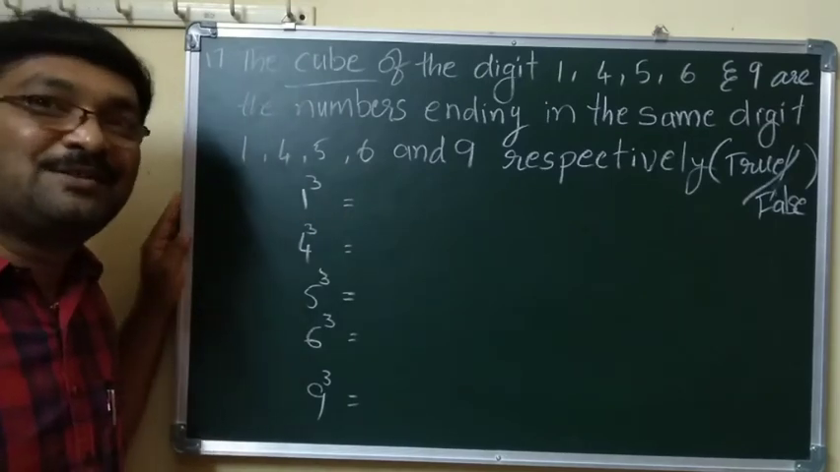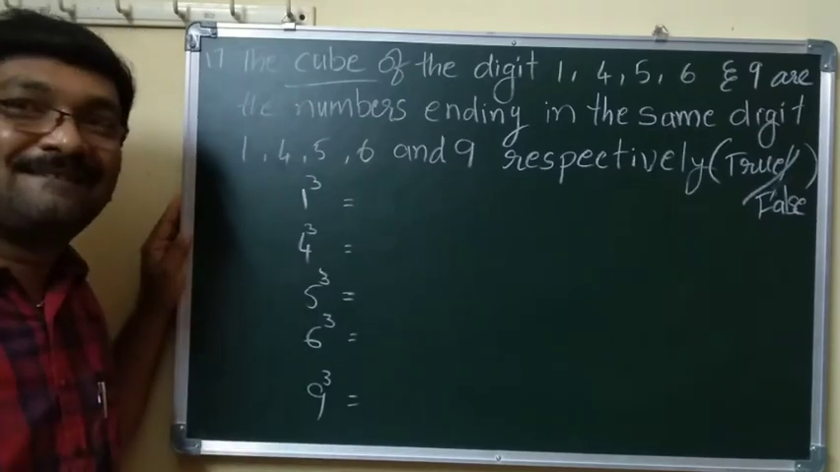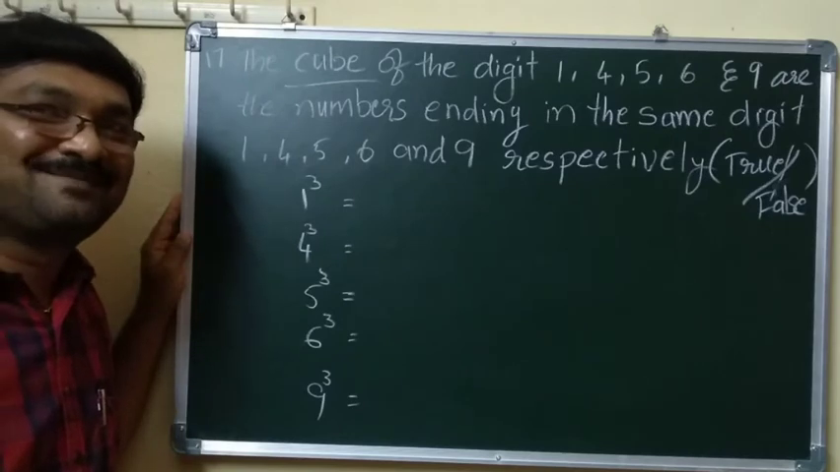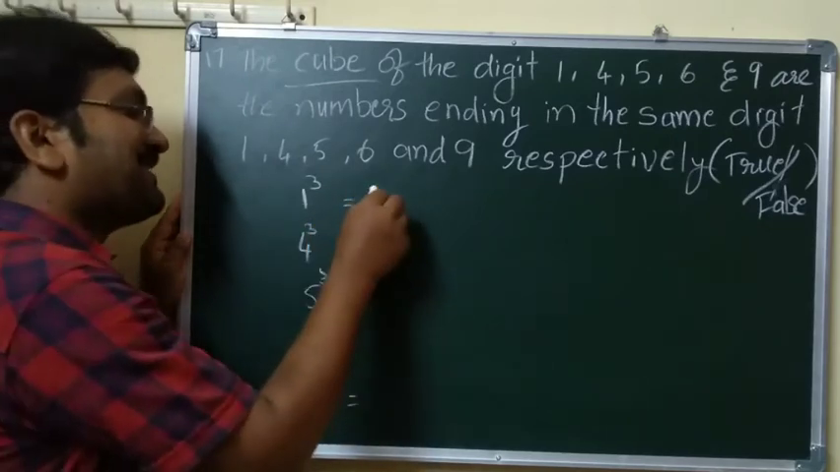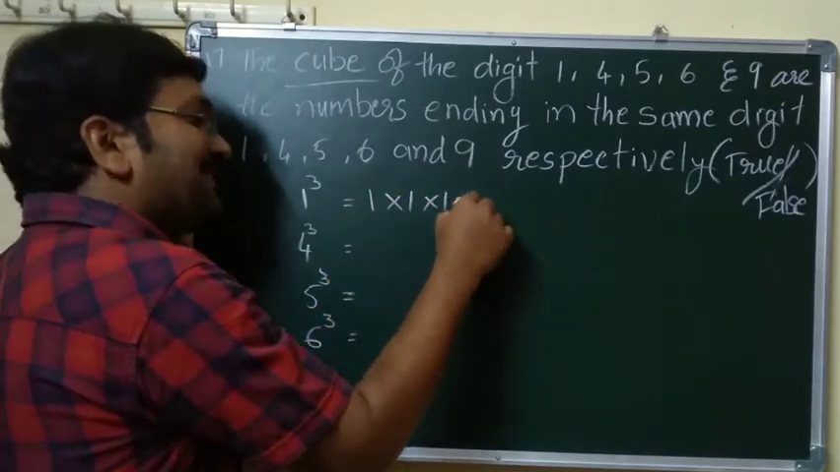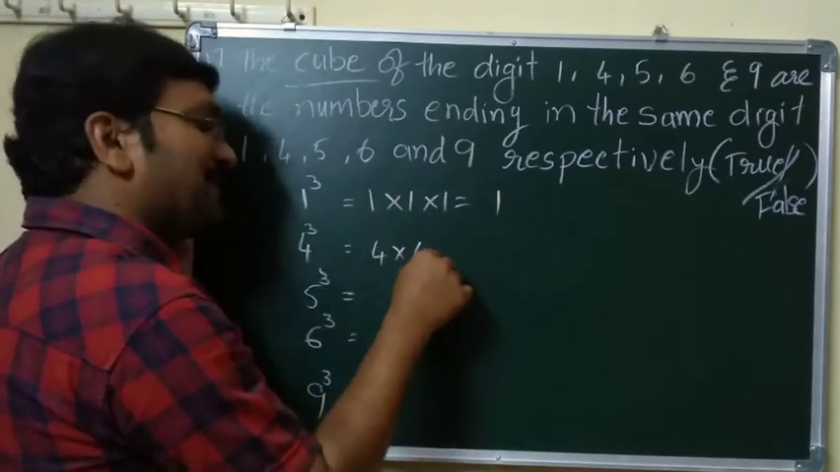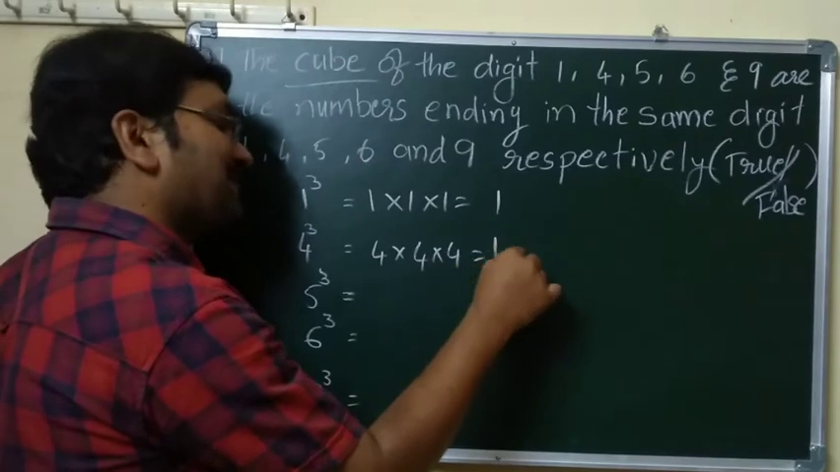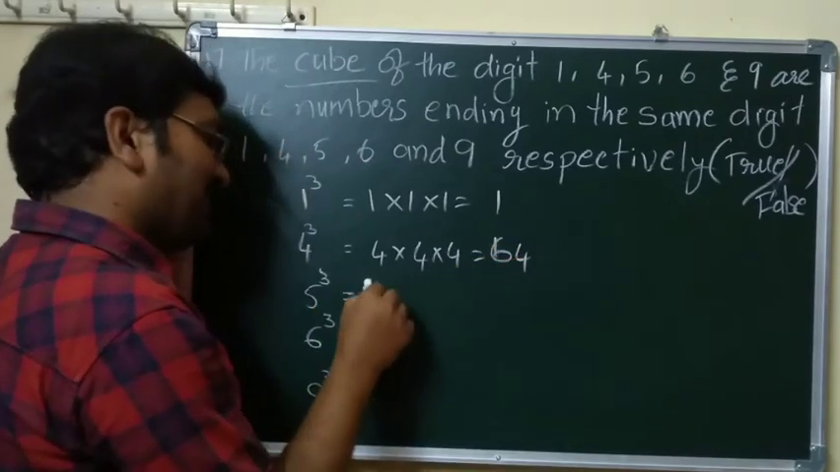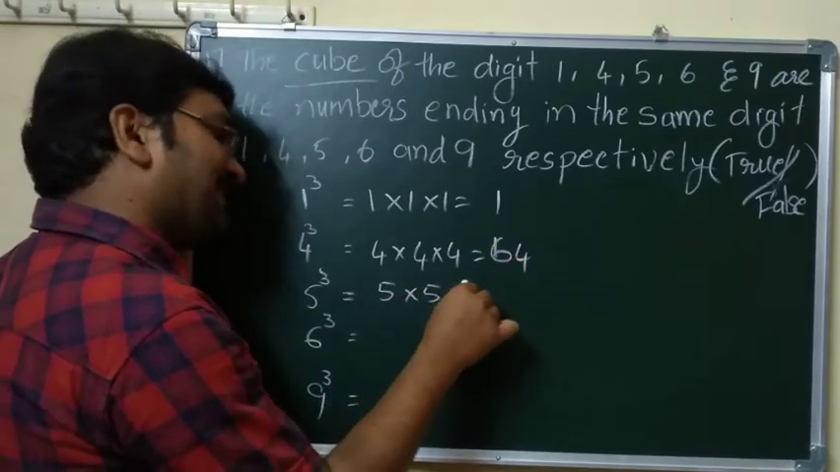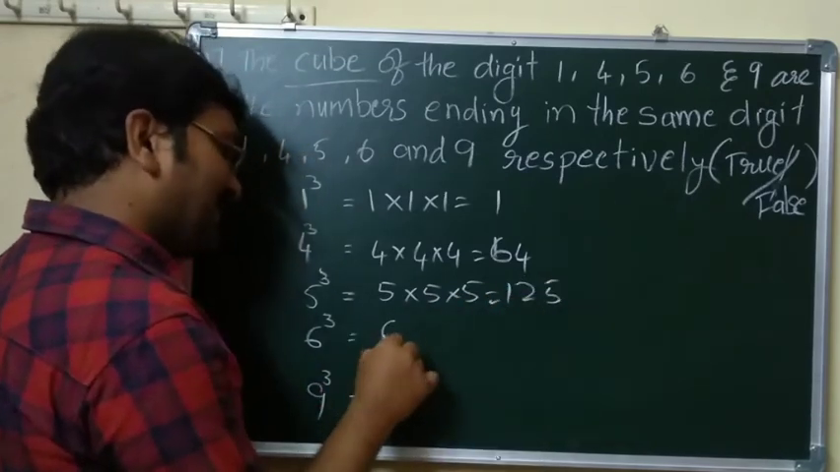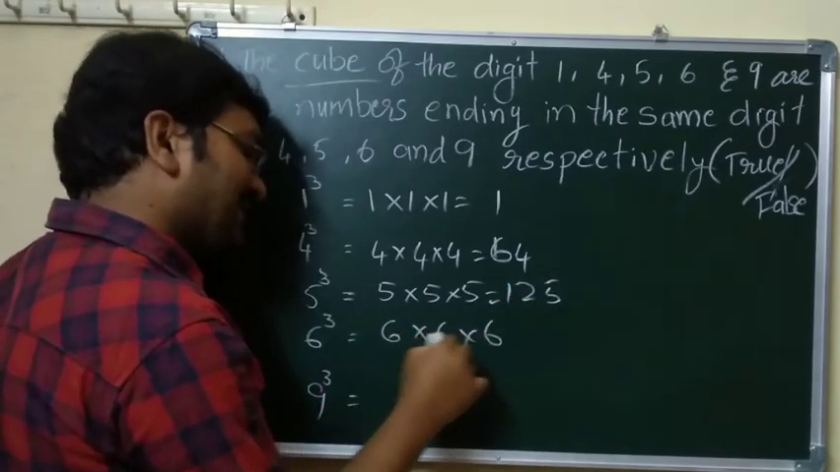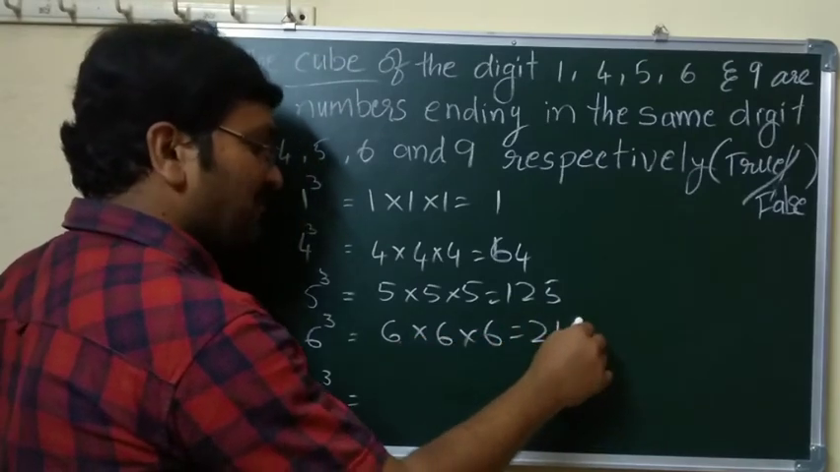Anvesh, will you tell the answer for this? Okay, so now 1 cube is 1 into 1 into 1, that is 1. 4 cube is 4 into 4 into 4, that's 16, 4 sixteens is 64. So 5 cube is 5 into 5 into 5, that is 25, 5 twenty-fives is 125. So 6 cube is 6 into 6 into 6, 36, 6 thirty-sixes is 216.